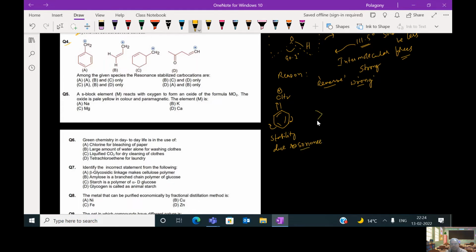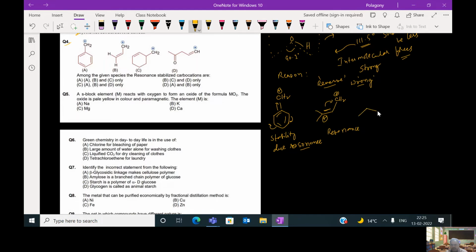And number two has a double bond. The double bond can shift to this carbon, and the positive charge moves, so there is resonance. In this also resonance is possible. Resonance stability is possible in this second option also.